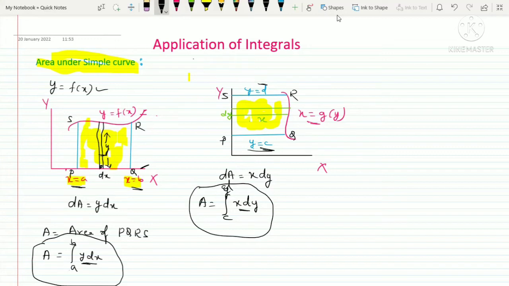Next concept is that, if the area is in the negative axis, the negative quadrant, what will happen? How to find it?